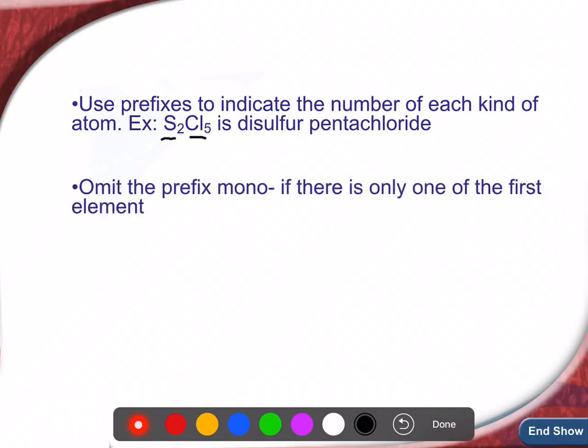Omit the mono if there is only one of the first element. So in carbon monoxide, it's not monocarbon monoxide, it's carbon monoxide because there is only one of the first element.